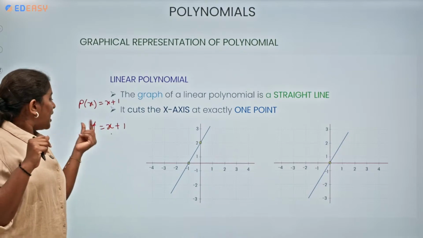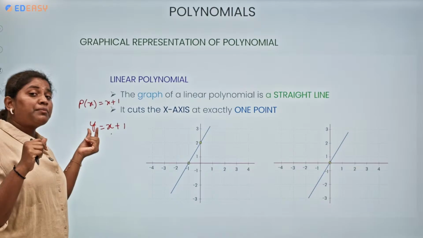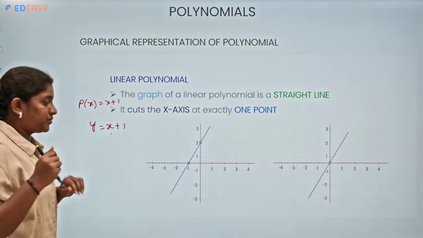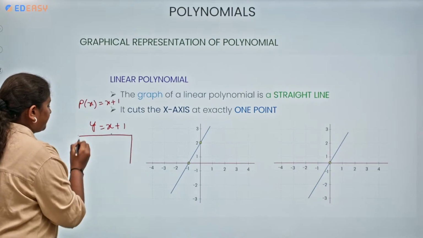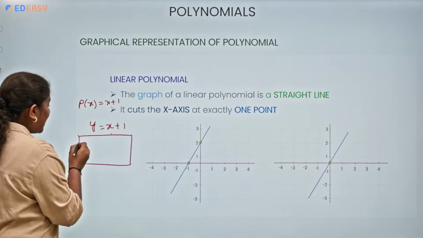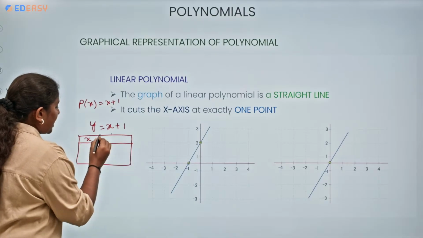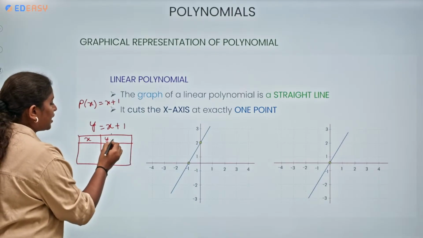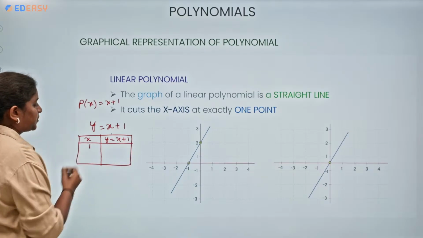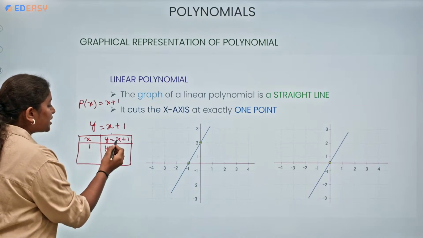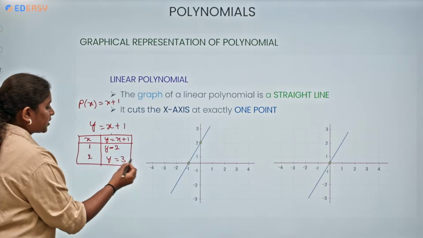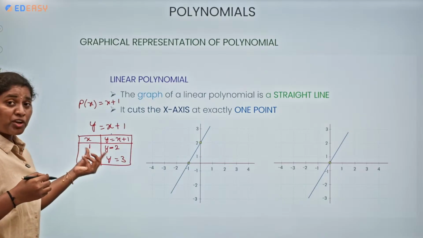Now I am going to take my dependent variable y and write y in terms of x. It would be better if you draw a table so that you can understand clearly. I will take different values for x and get the respective y value. Now if I take my x value as 1, what will y become? y will become 1 plus 1, which is nothing but 2. And for 2, y will become 3. Okay, so now I got my coordinates.